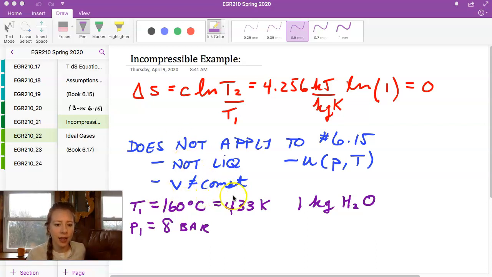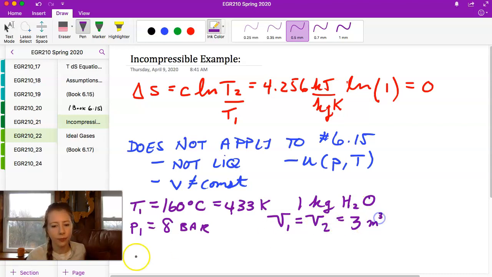And let's say that the total initial volume is equal to the total final volume, which is going to be 3 cubic meters. And then this is not going to be an isothermal process. T2 is going to be 100 degrees Celsius, and that's going to be the same as 373 Kelvin, and P2 is going to be 12 bar.